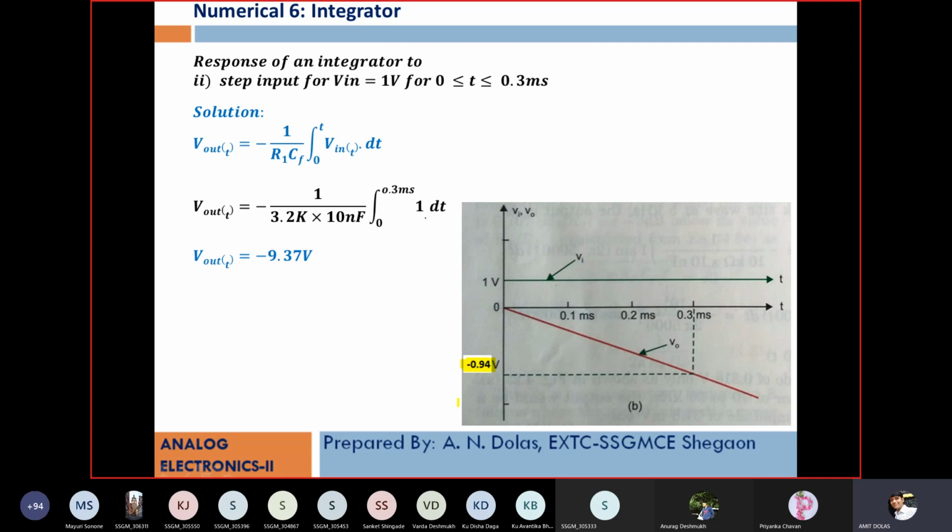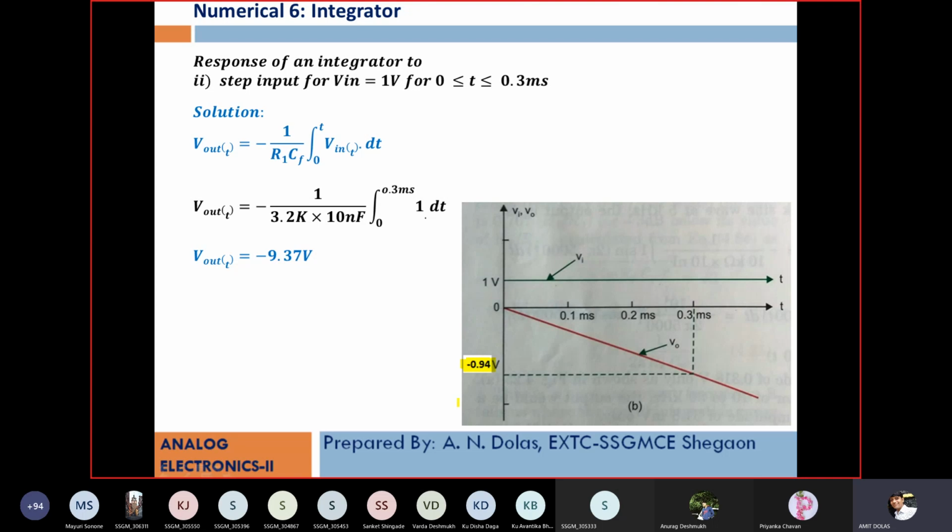Now while delivering the lecture, I realized that I did not put the point in 3.2, and that is why the calculation mistake happened. So that's why I'm saying that at your end, please cross verify whatever I'm explaining here.